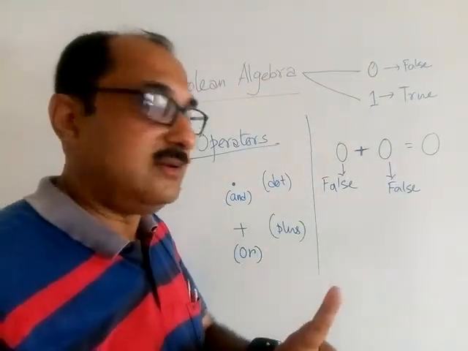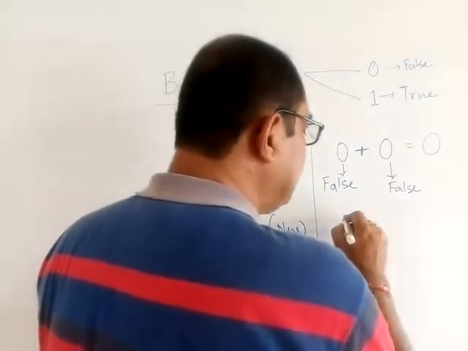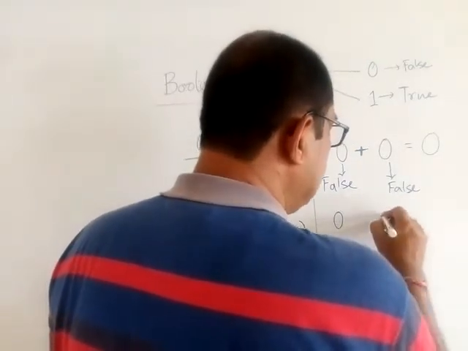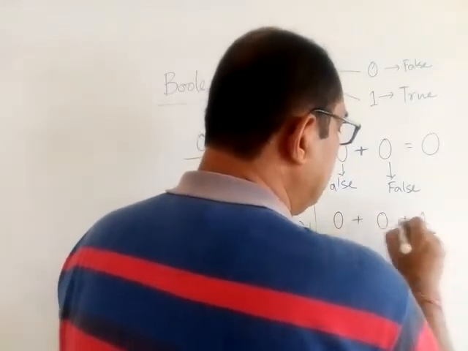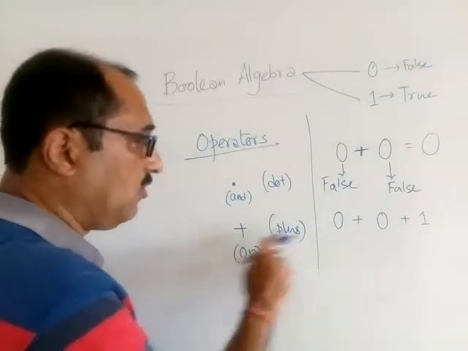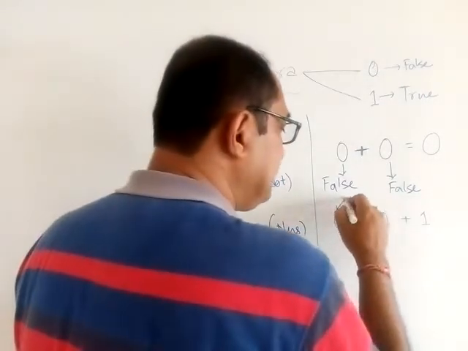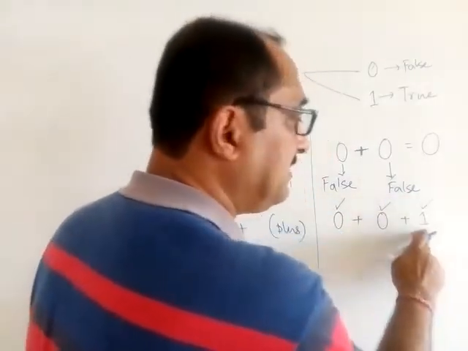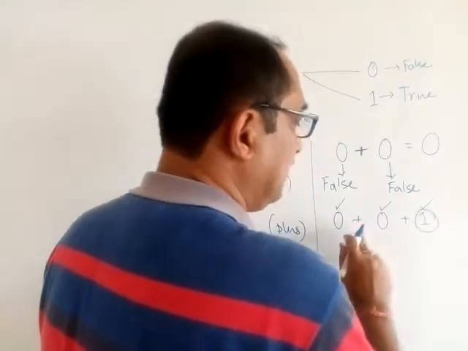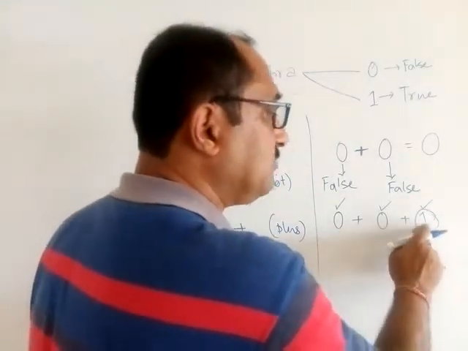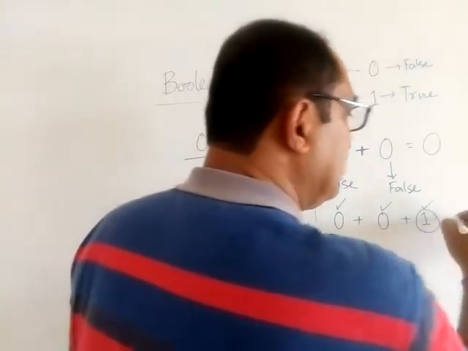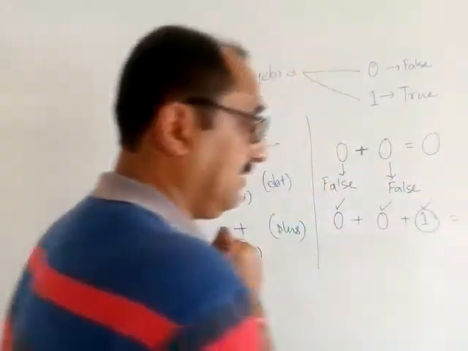Supposing there are 3 items, for example 0, 0 and 1, and I want to use the OR operator. Look at this, there are 3 items. I told you at least one of them has to be 1. So one of them is 1, and let the other 2 be false, no problem. At least one of them is true, so the net result will be 1.